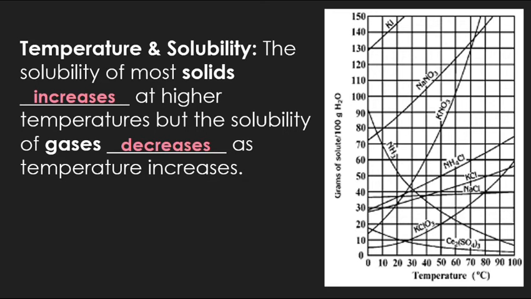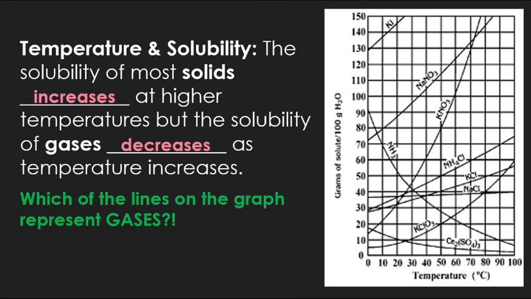So agitation, stirring a soda, makes more of those bubbles come out, and it makes it less fizzy overall, with less gas dissolved. So that's the big idea here at the top of the page that we need to make sure that we fill in. But my question for you, based on that idea, is can we tell which lines on the graph represent gases just from that simple fact?